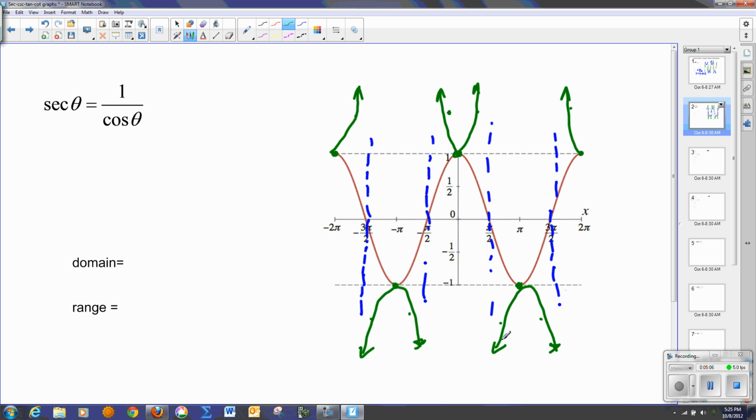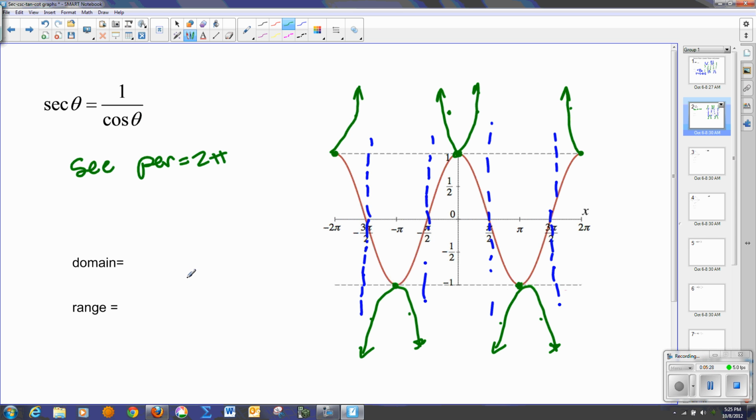And there's two periods in there, you'll notice, because it goes down and up and down, and then starts down and up again over to here. So secant has, once again, a period value of 2 pi, as well as cosecant did.